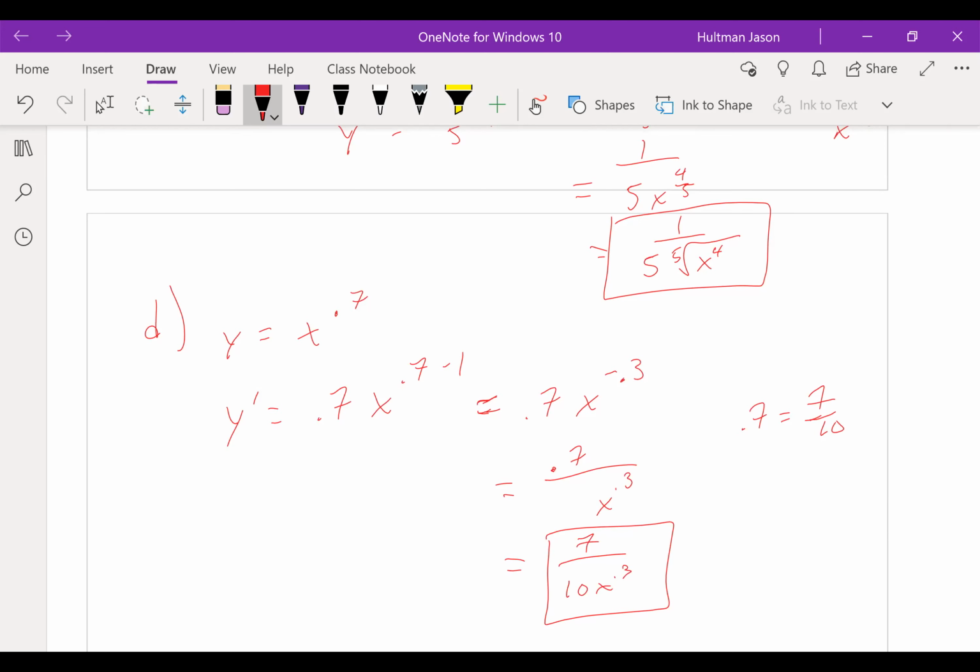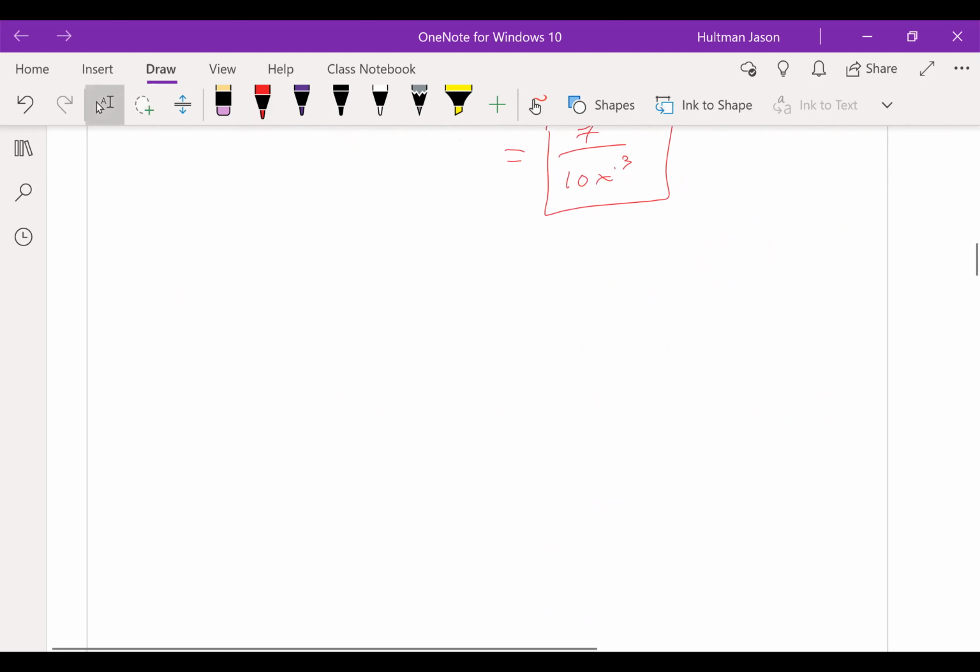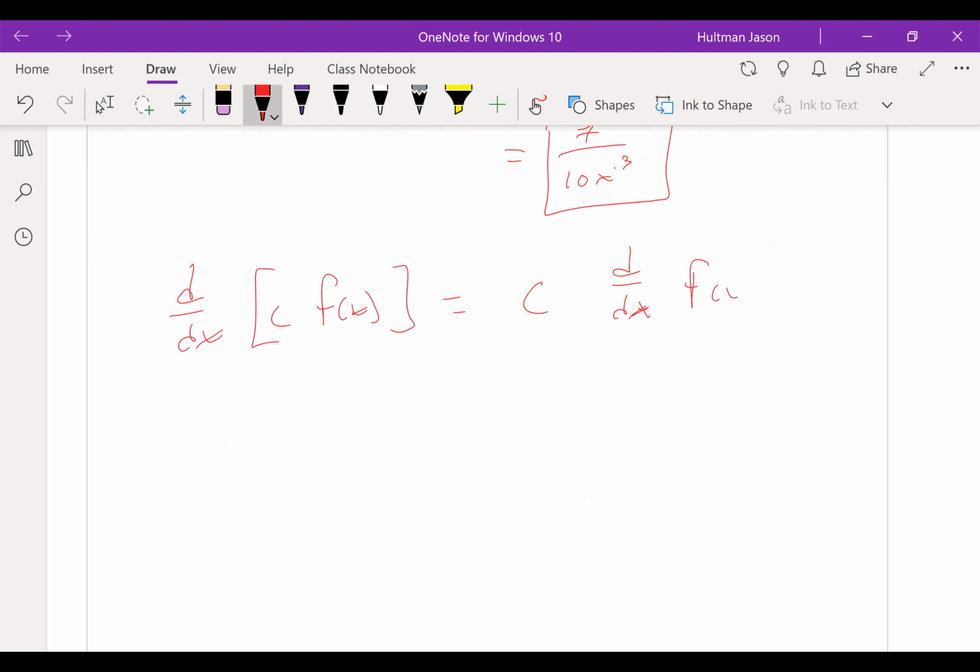Let's look at another rule here. What happens when we have a constant times a function? The derivative of a constant times a function is the same as the constant times the derivative of the function. I think we talked about this with limits too. The limit of a constant times a function is the constant times the limit of the function. Well, a derivative is just a fancy limit. It's a special type of limit. So the rules should stay the same.